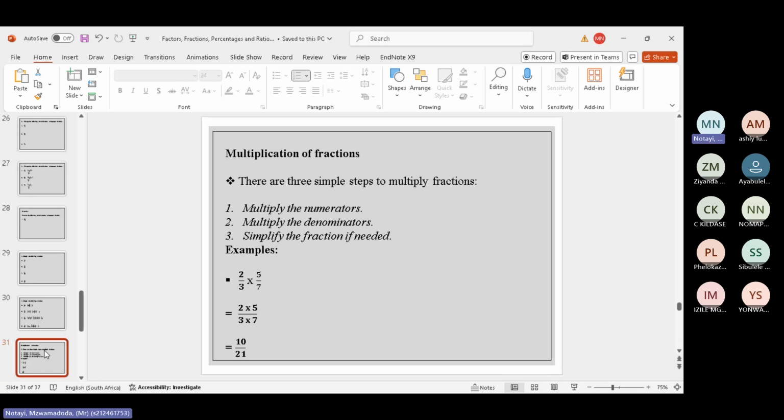So for example, we have 2 divided by 3 multiplied by 5 over 7. So first step, you multiply the numerators. Second step, you multiply the denominators. So we have 2 times 5 and then 3 times 7. And then that gives you 10 divided by 21. So that fraction is in its simplified form. So you can't simplify it any further.